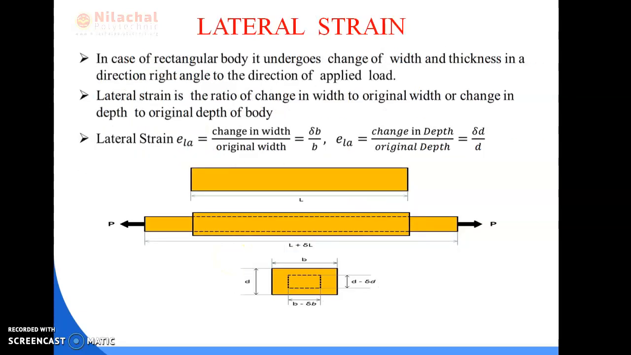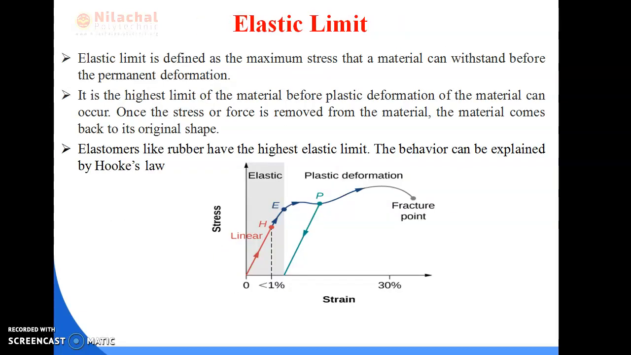Next, we go on to study the elastic limit. What do you mean by elastic limit? Elastic limit is defined as the maximum stress that a material can withstand before permanent deformation. What does it mean? If we apply the load, during that time the body deforms. For every material there is a certain limit, up to which the body can regain its original shape and size after the removal of the load.